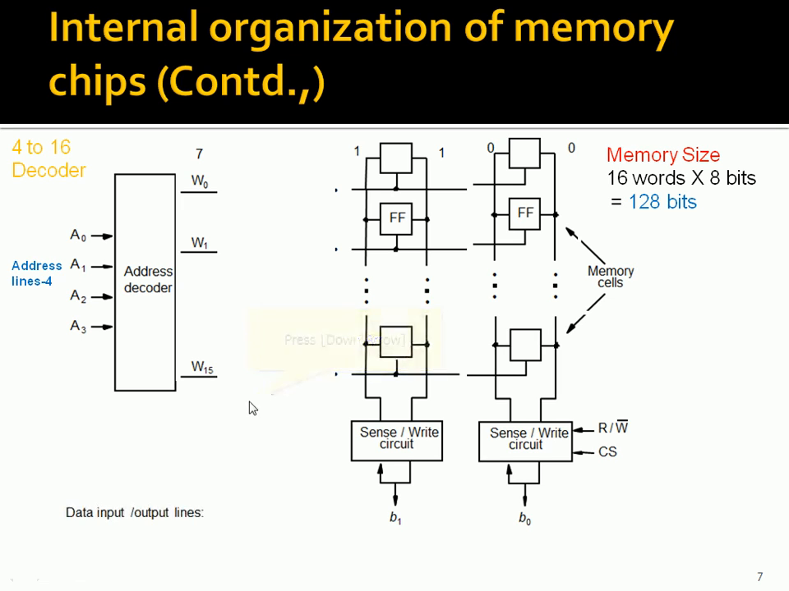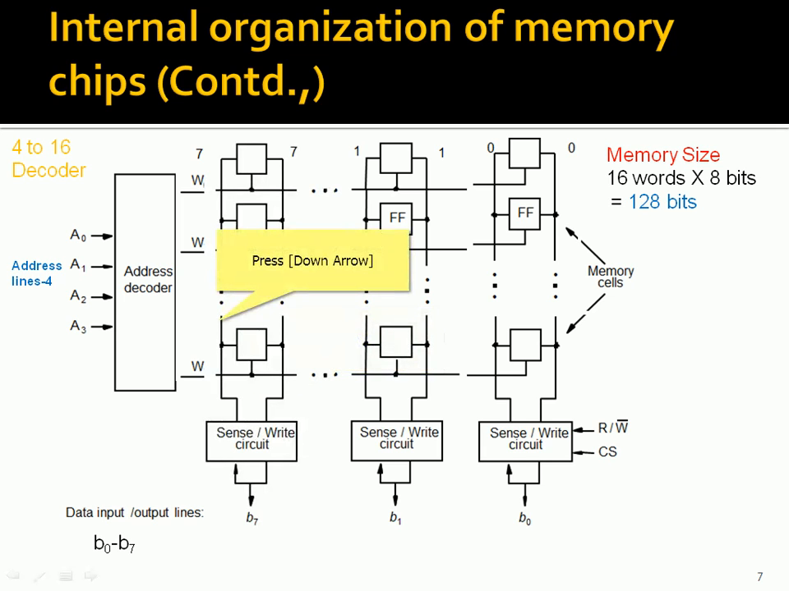So we have a data input and output, b0 to b7. So b0, b1, b2, b3, b4, b5, b6, b7, and word 0 to word 15. So this will be a complete 128-bit memory cell we can observe here, right? So I can observe this memory cell.